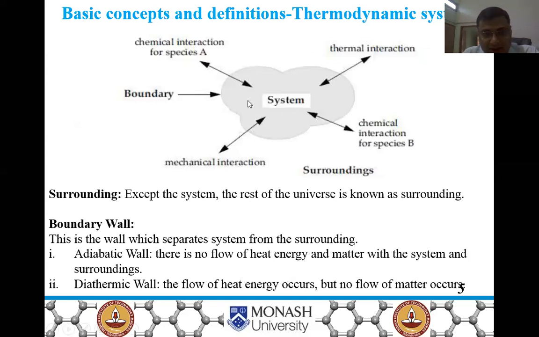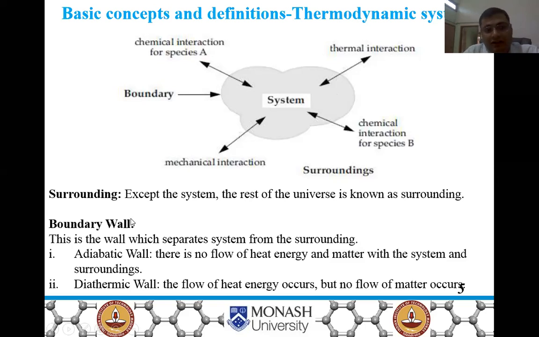As we can see in this figure, this is a system and it is separated from the surrounding by a boundary. Let's say there are two species in the system, A and B, and so chemical interaction for species A can occur with the surrounding. Similarly, chemical interaction for species B can occur with the surrounding, and there could be thermal interaction. That means heat transfer is possible between system and surrounding. This is the boundary, and there could be mechanical interaction also.